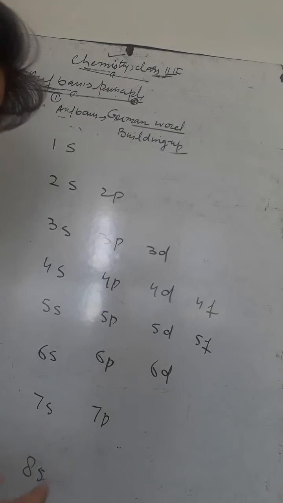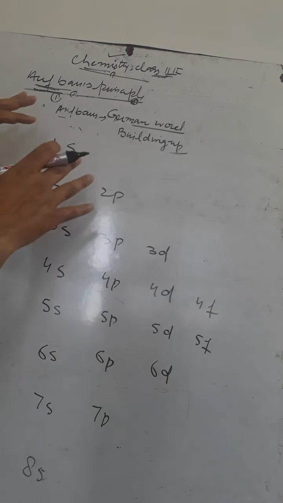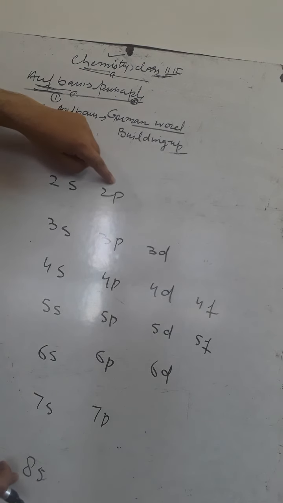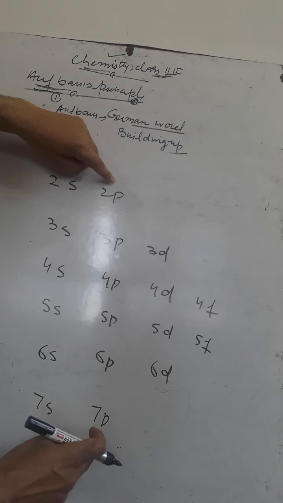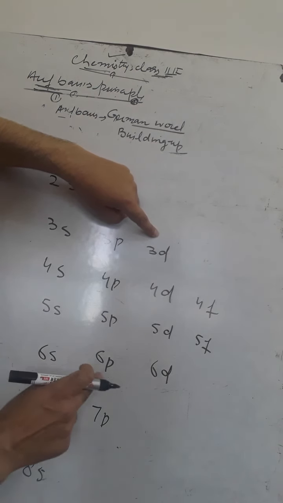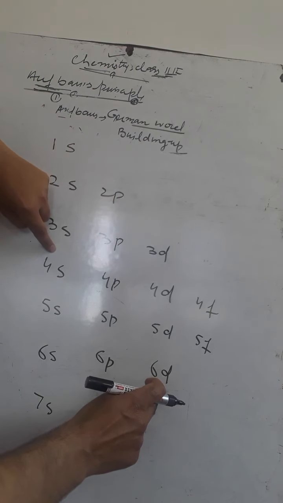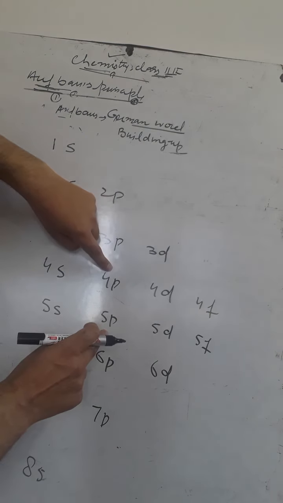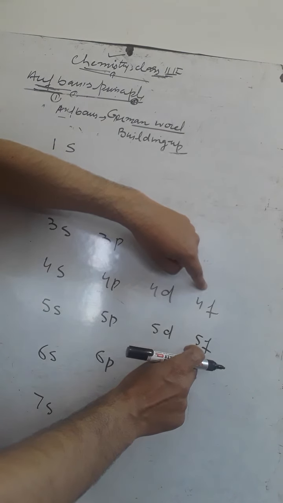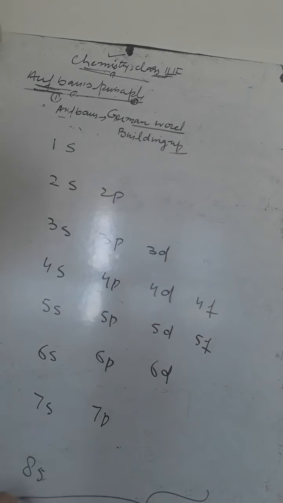Try to write the order, or I can say the first order like this: 1s, 8s, then 2s, 2p, 7s, 7p, 3s, 3p, 3d, 6s, 6p, 6d, 4s, 5s, 4p, 5p, 4d, 5d, 4f, 5f, right? Try to write the orders in this way, then we can write the order of the orbitals so far as their energy is concerned.